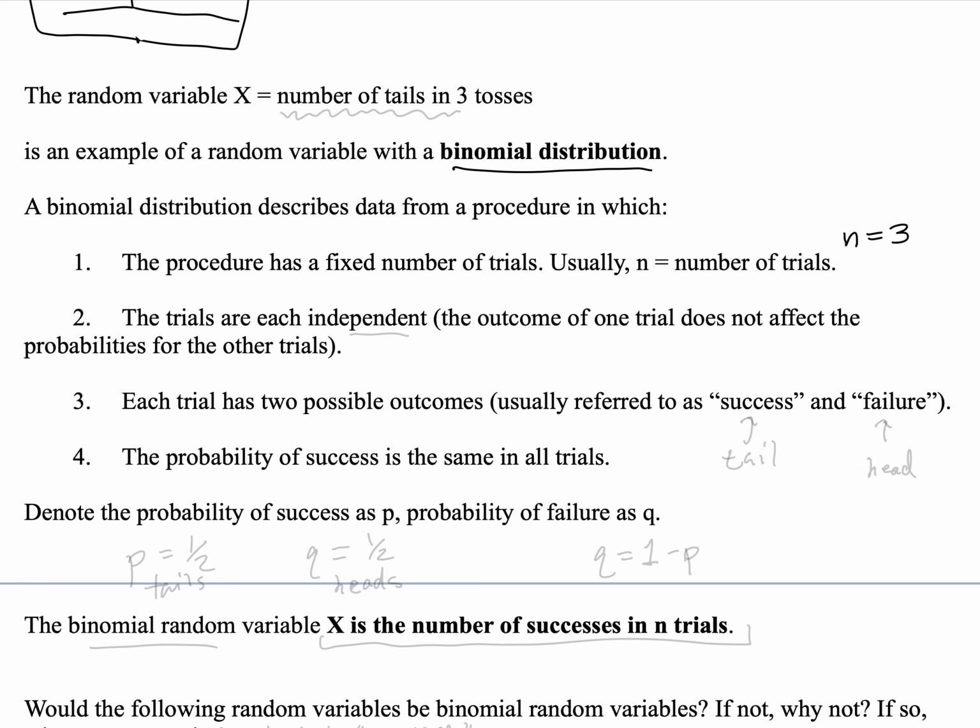Each of the trials is independent. So here, each coin flip is independent from one another because the outcome of one flip does not affect the probability of the next flip. Each trial has 2 possible outcomes. They're usually referred to as success and failure. So for us, in this last example, our 2 possible outcomes for each trial are the coin could be tails or the coin could be heads. In this situation, we were looking for the number of tails in 3 tosses. And so therefore, success is a tail and failure is a head in this example.